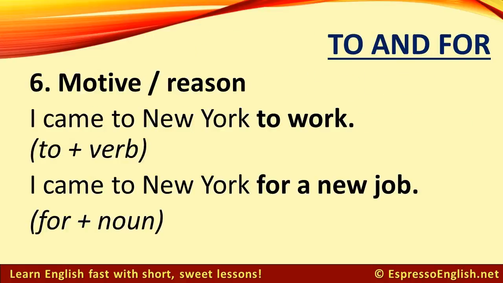Let's take a closer look at examples 6 and 7. When talking about a motive or reason, use to plus a verb and for plus a noun. For example, I came to New York to work. I came to New York for a new job.